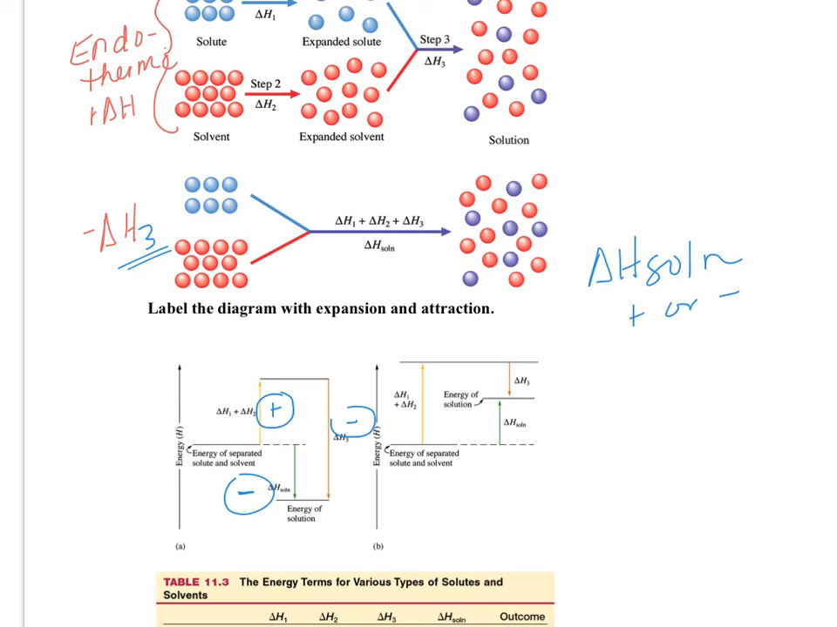In the second example, your delta H1 and your delta H2 are both positive, but the delta H3 is a very small value. It is negative, but very small. You can see that the overall delta H of the solution is positive. And this will again depend on the nature of both the solute and the solvent.